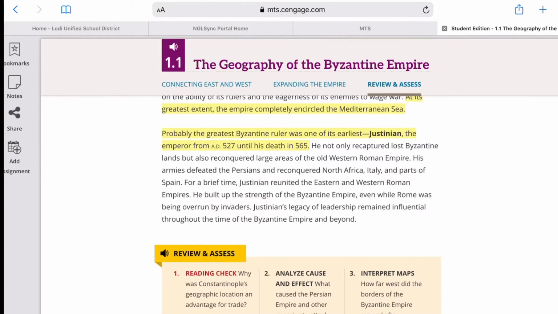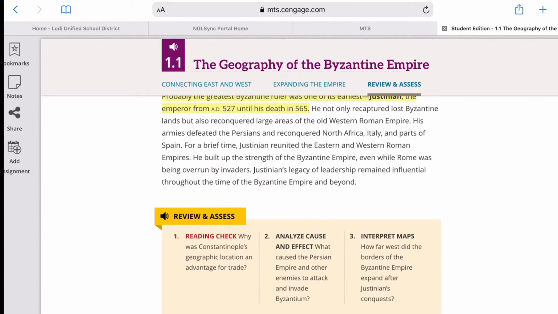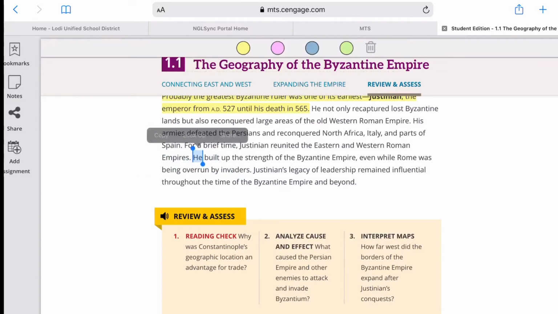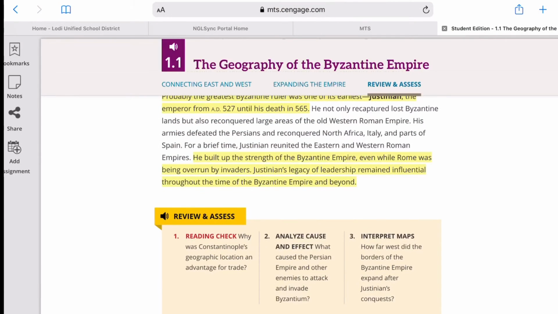And I'm sure at that point, a lot of the Romans from the eastern side, the Byzantine Empire, thought that they would bring back the old glory of the Roman Empire. So he built up the strength of the Byzantine Empire even while Rome was being overrun by invaders. Justinian's legacy of leadership remained influential throughout the time of the Byzantine Empire and beyond. So that's the geography of the Byzantine Empire.